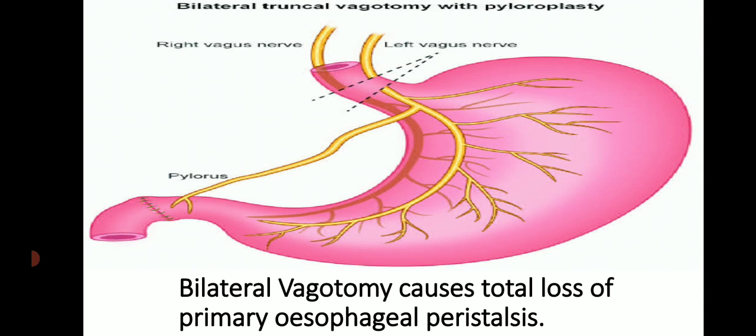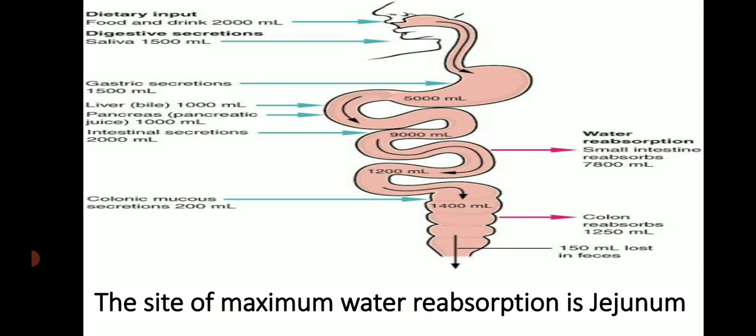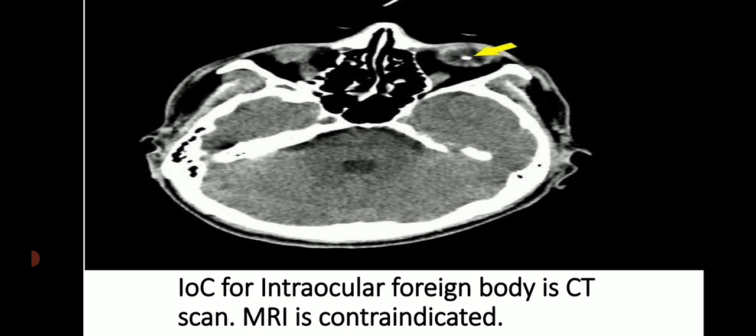Bilateral vagotomy causes total loss of primary esophageal peristalsis. The site of maximum water reabsorption is the jejunum. Investigation of choice for intraocular foreign body is CT scan. MRI is contraindicated.